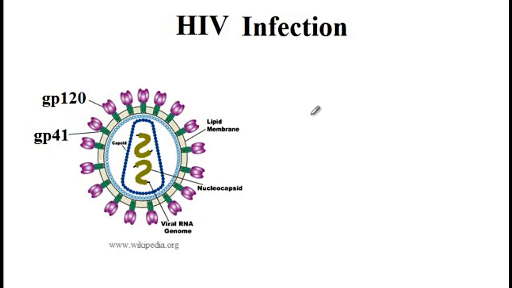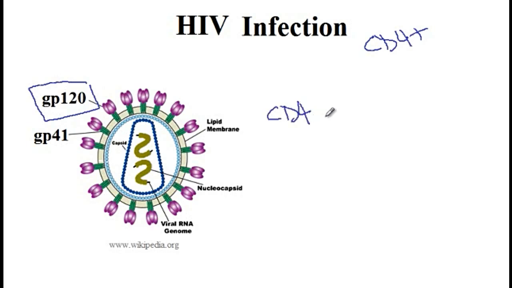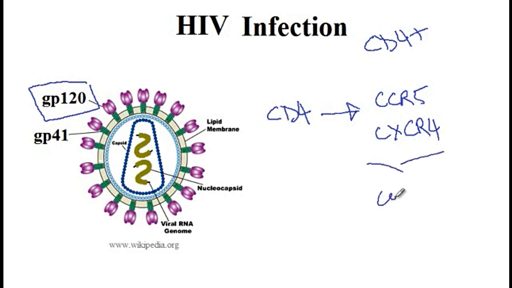HIV is a retrovirus that is primarily infecting the CD4 positive helper T cells. So there are surface proteins called GP120, and GP120 will bind to the CD4 receptor, after which it causes conformational changes and makes the CCR5 and CXCR4 co-receptors available for binding. So next, GP120 will bind to these co-receptors, and then after that, the GP41 protein will induce the fusion of the virus into the cells.